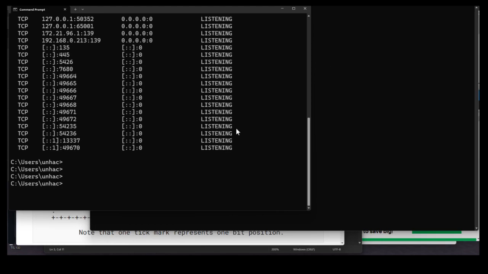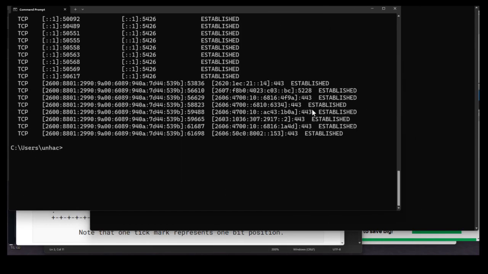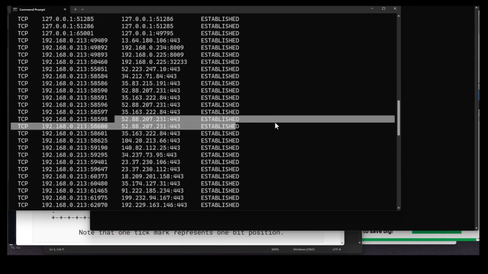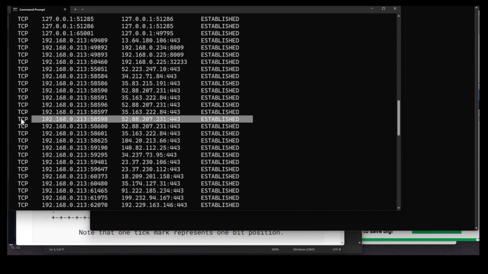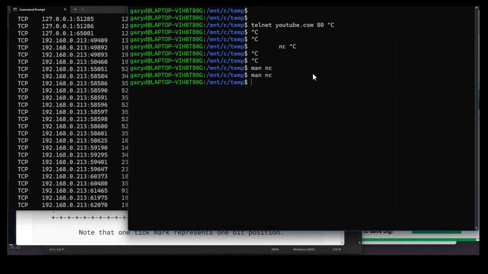However, we did see that there were connections established to various other services, right? Like up here, lots of stuff. This 52 address was Amazon. We determined that. So these are established, and I said I was going to tell you what exactly that meant. Well, Netcat provides us with the ability to manipulate these sockets, these TCP connections, at a low level, right?